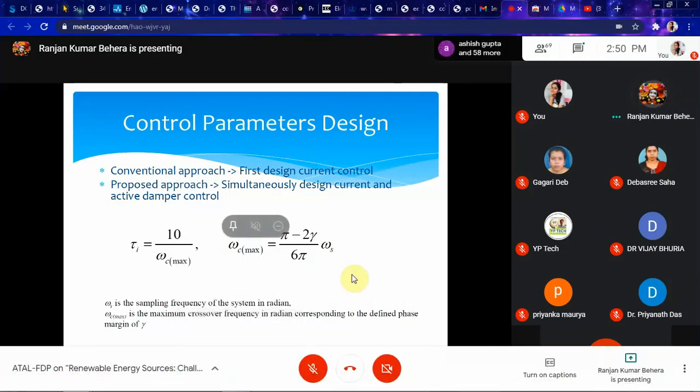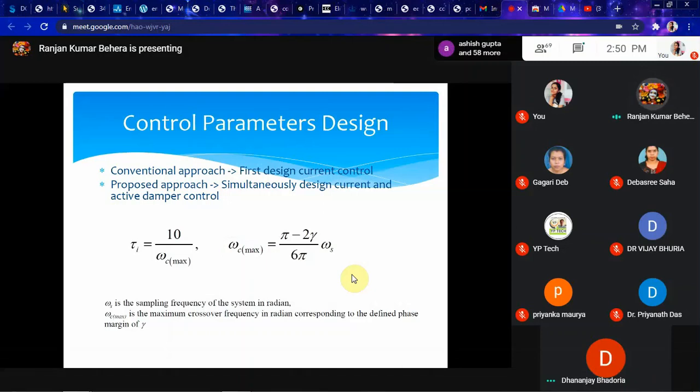First thing, generally what we do, we design the current controller.